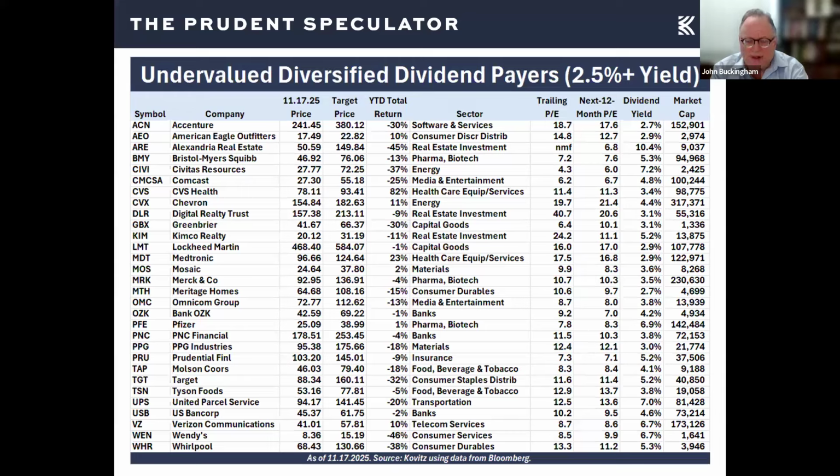And I could very well, and sometimes I do, show you the things that have gone up a lot. But of course, compliance likes it when we're honest, and we show the losers as well as the winners. And some of these, we just recommended. We're not down 30% on Accenture. It's a recent recommendation. Wendy's was a recent recommendation. And we bought them because they've been beaten up.